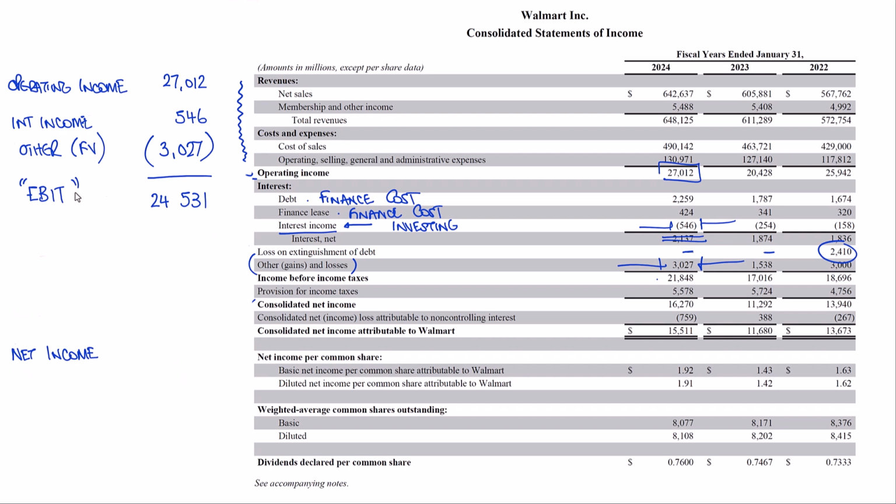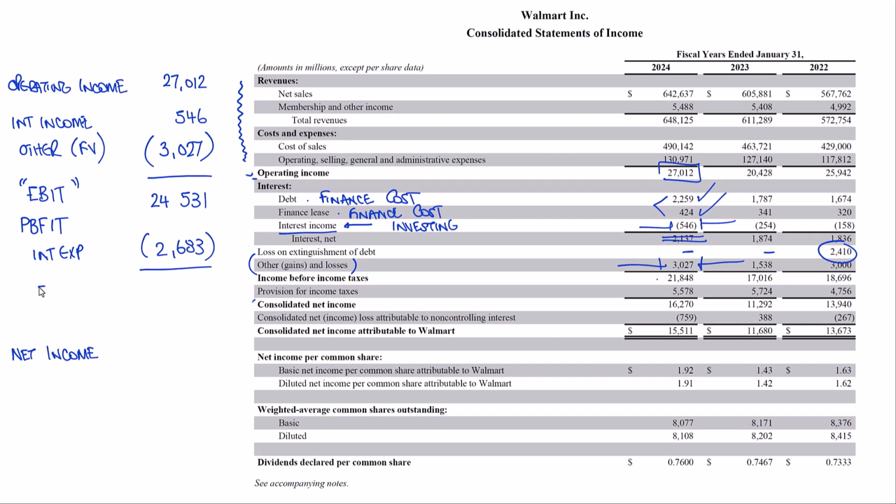But remember, under IFRS 18, that is going to be a requirement, but it will not be called EBIT. It will be called profit before financing and income taxes. Then we need to put in finance costs. Here they are, 2259 and 424. I'm just going to add those two together. That's interest expense of 2683.